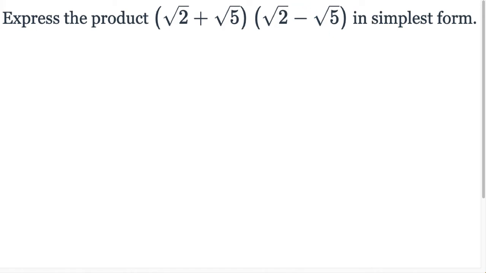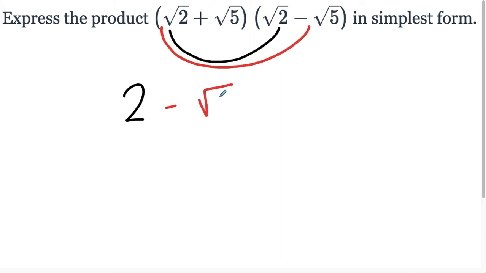Okay, so we're going to multiply the first term times first term, which becomes a whole number 2. And then our middle terms, so this becomes minus square root of 10. And this becomes a positive square root of 10. And then this becomes negative 5.